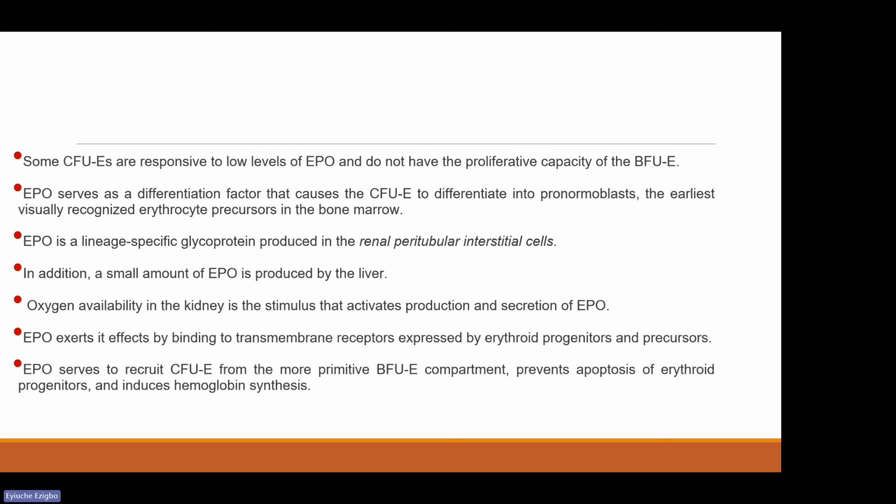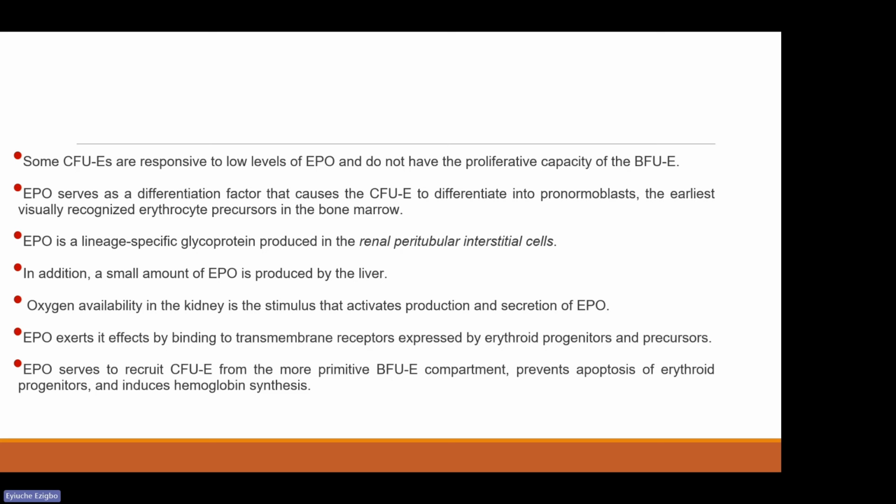Some of the colony forming units respond to low erythropoietin. They do not have the proliferative capacity of the burst forming unit because they are more committed to the erythroid cell lineage. Erythropoietin, as we know, serves as a differentiating factor that causes the colony-forming unit to differentiate into pronormoblasts, the earliest recognizable erythroid precursor in the bone marrow. When you see the diagram, you appreciate these statements further.